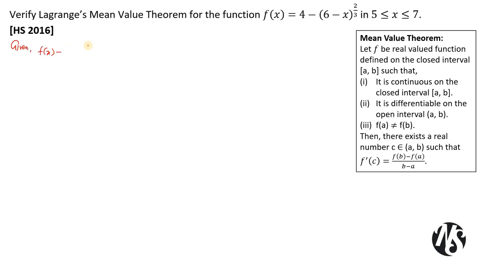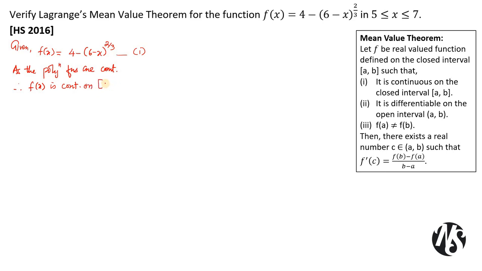So, given is f(x) equals 4 minus (6 minus x) whole to the power 2 by 3, and the given interval is, okay, let me call this number 1. As polynomial functions are continuous, therefore f(x) is continuous on the interval.